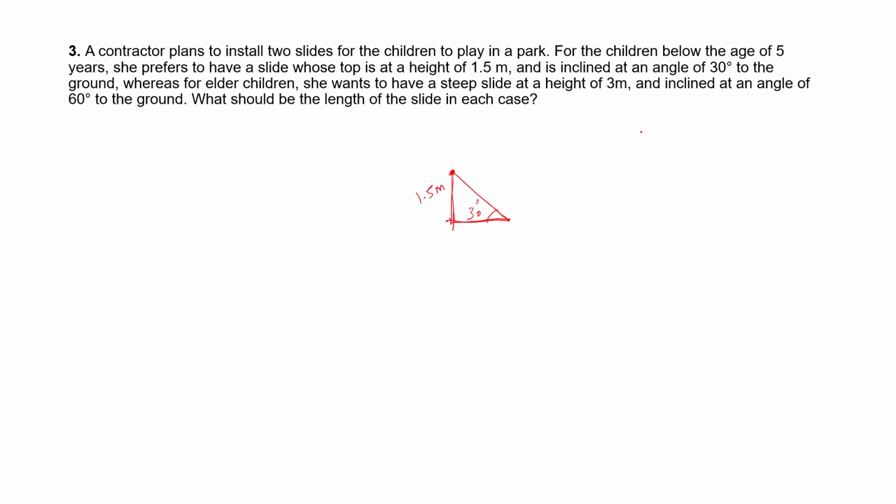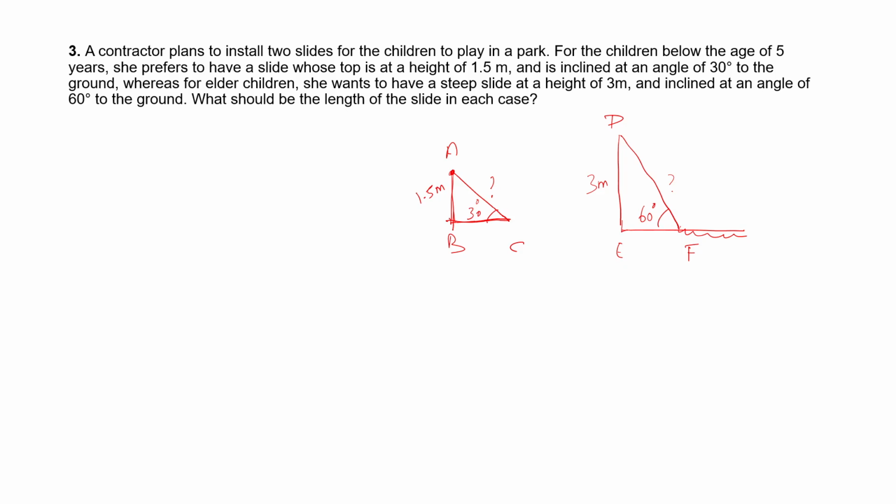Okay. So for elder children they want to make it a little bit bigger. So 3 meter height and inclined at an angle of 60 degree. Not this one, leave this. 60 degree. Okay. So what should be the length of the slide in either case? So they want this slide length as well as this slide length. So I will consider this as ABC and this elder one as DEF.